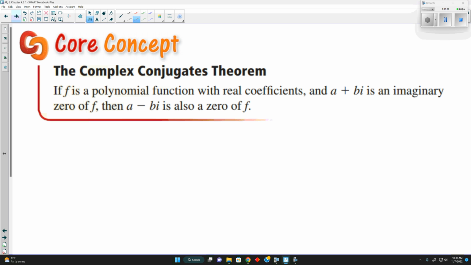This here, we've already seen, the complex conjugate theorem. We've already talked about this before. It's really saying if a plus bi is a solution, its conjugate a minus bi has to be a solution. If one's a solution, the other has to be also. I like the complex conjugate theorem.